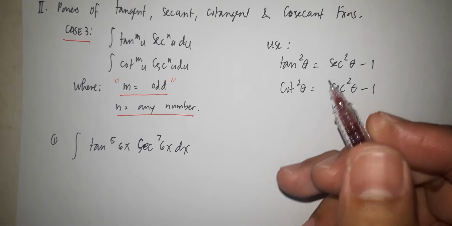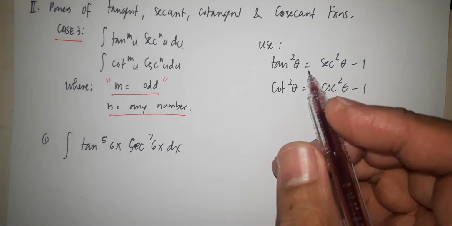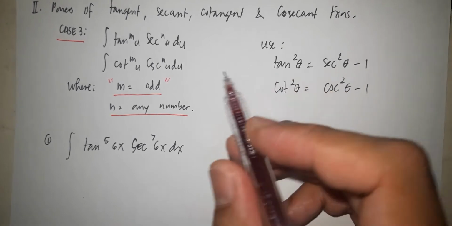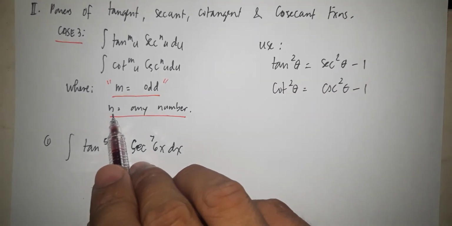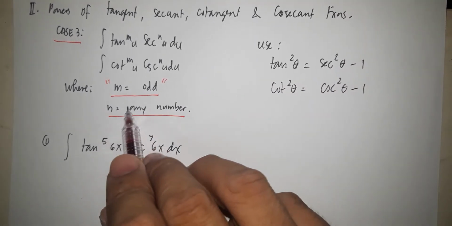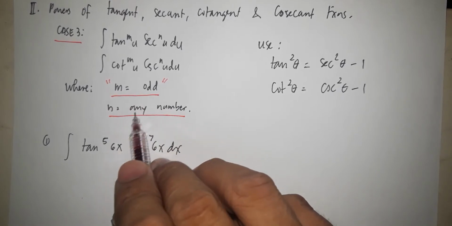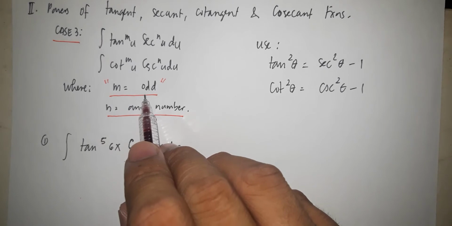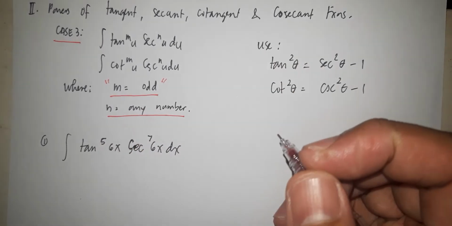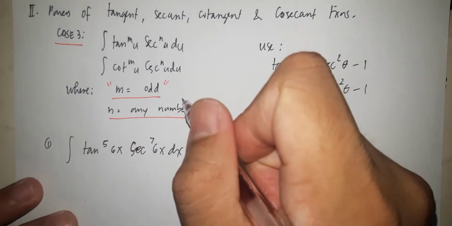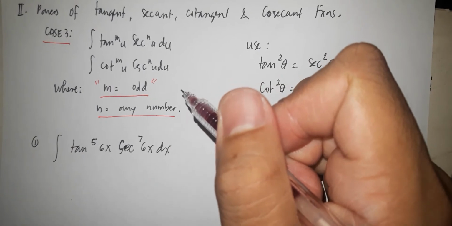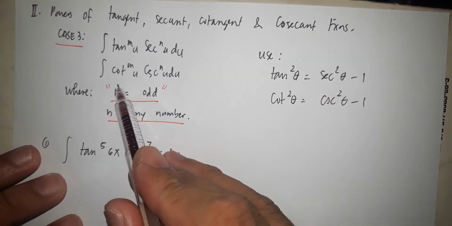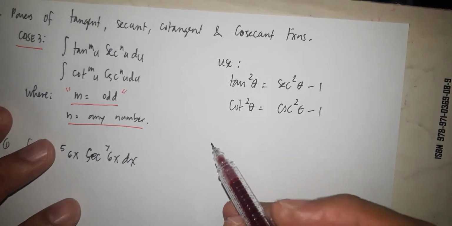Kanina, sa case 2, or dun sa nakaraang discussion, kapag ang n mo ay even. So, dito, pwedeng maging case 2 rin to, provided that n is even. So, dito, dapat m is an odd exponent. So, dapat odd ang exponent. So, magpo-focus tayo ngayon kay m. Kanina, nag-focus tayo kay n, na dapat even. So, this time, ang focus natin ay kay m, which must be an odd exponent.